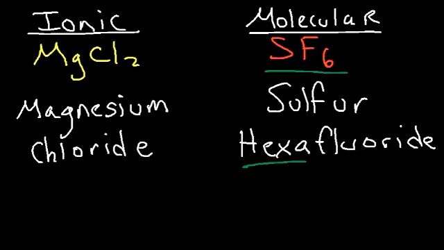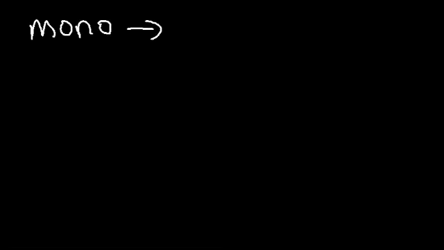So what we're going to do is we're going to start our discussion with molecular compounds. So you need to know that mono represents 1. Di represents 2. Tri represents 3. Tetra represents 4. Penta is for 5. Hexa is 6. Hepta is 7.